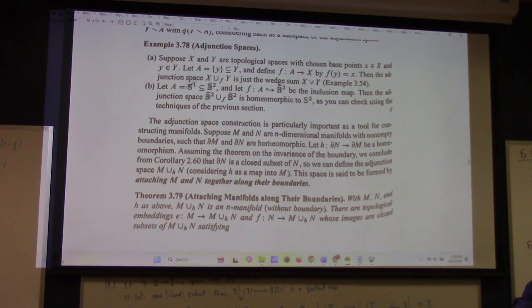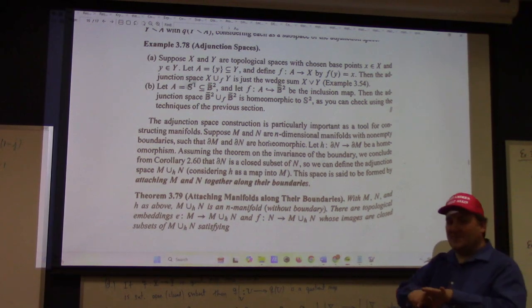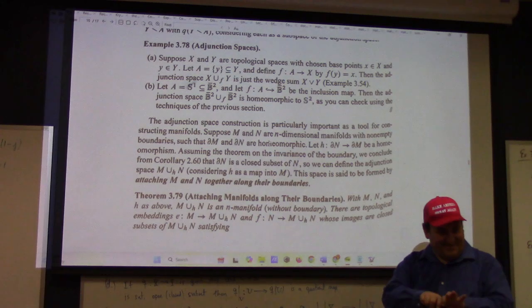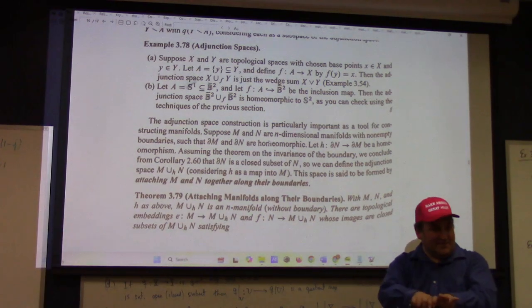What would the boundary of such a manifold be? If you glue the boundary of M to the boundary of N, what's the boundary of the adjunction, the space you're forming from this gluing? Dr. Schmidt has an idea. That's a good question. No. So that's it: if you glue the boundary to the boundary, it's no longer a boundary. It's just part of the interior of the adjunction space.